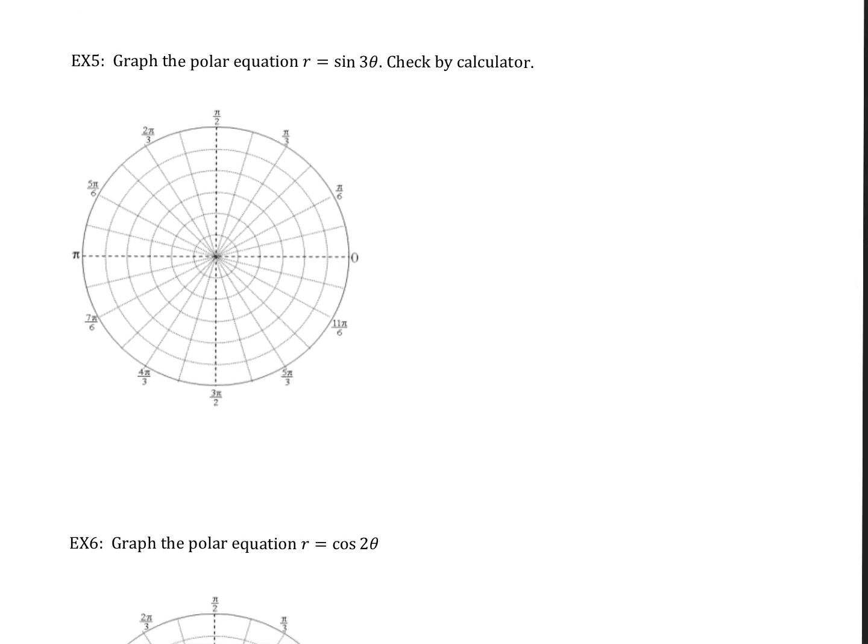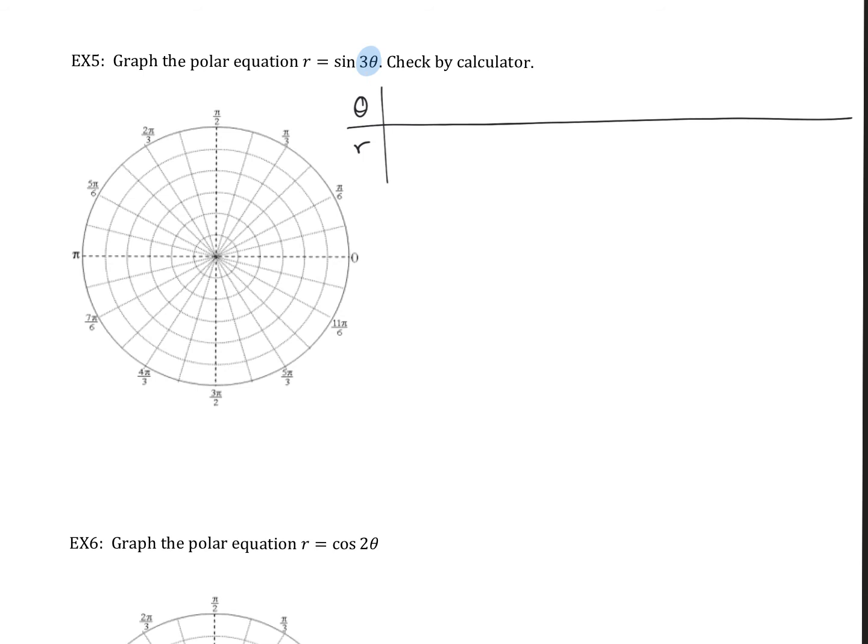Now let's take a look at example 5. Graph the polar equation r equals sine 3 of theta. Check by calculator. Okay, once again, let's go ahead and set up with our theta and r. Now the question is, which theta value should we pick? If you'll notice here, our theta is not doubled, sorry, it's times 3.